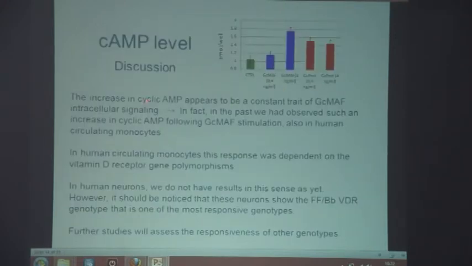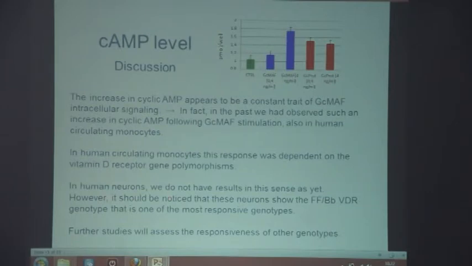The increase in cyclic AMP appears to be a constant trait of GcMAF intracellular signaling. In fact, in the past we had observed an increase in cyclic AMP following GcMAF stimulation also in human circulating monocytes. Here, this response was dependent on the vitamin D receptor gene polymorphism.